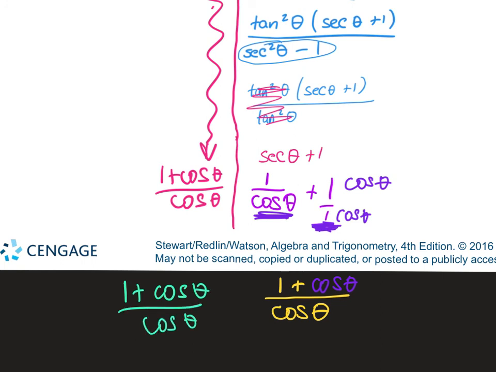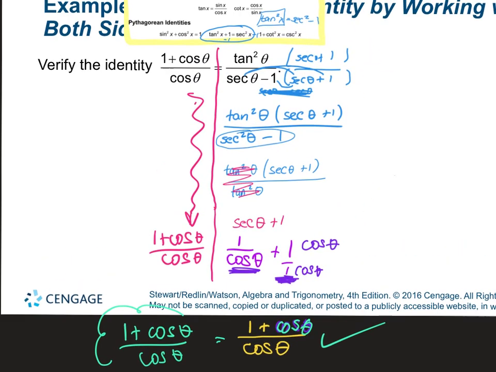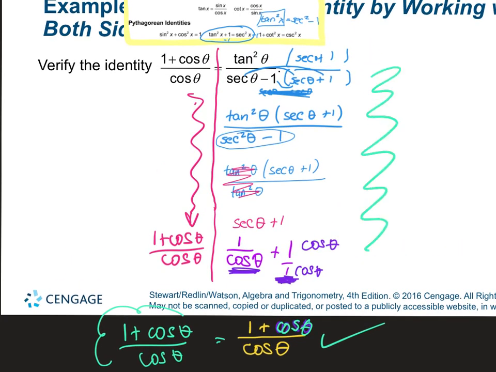What did you guys just do? Are they the same? Yes, they are. Very good. Now, there are a couple other ways to go through that. But remember, guys, the answer is not 1 plus cosine theta over cosine theta equals 1 plus cosine theta over cosine theta. The answer is this meat in here. And there's a bunch of different ways you could have done it.